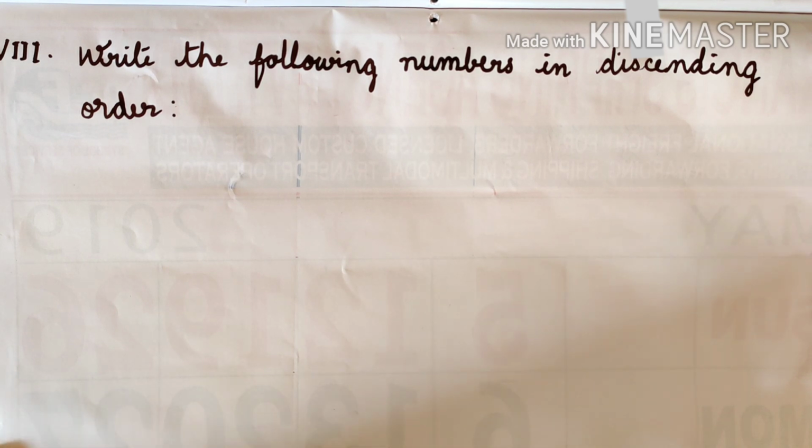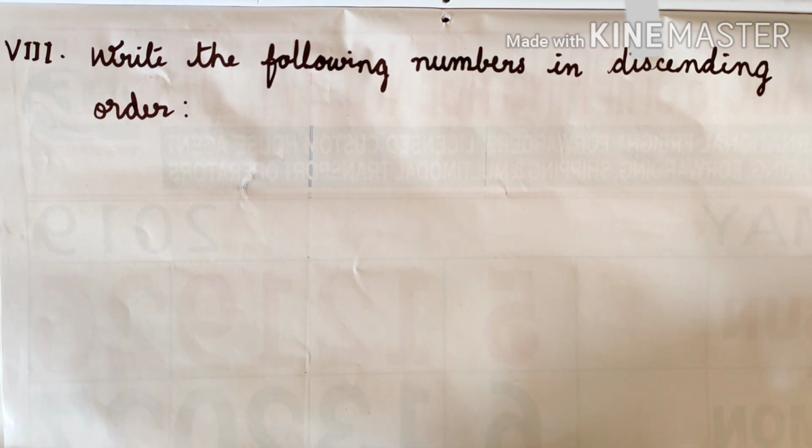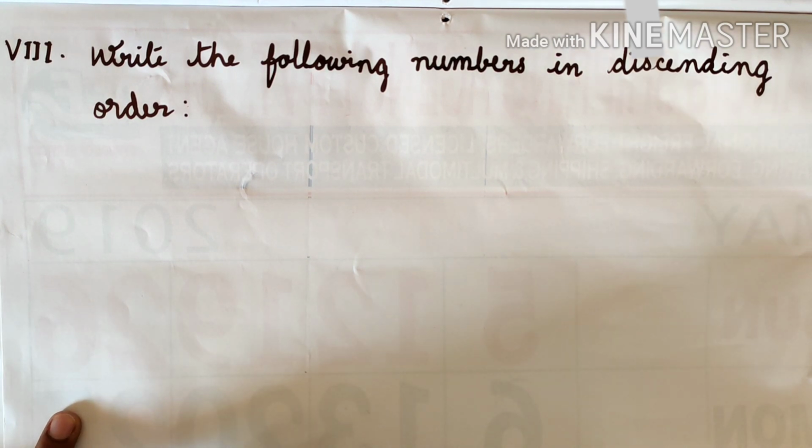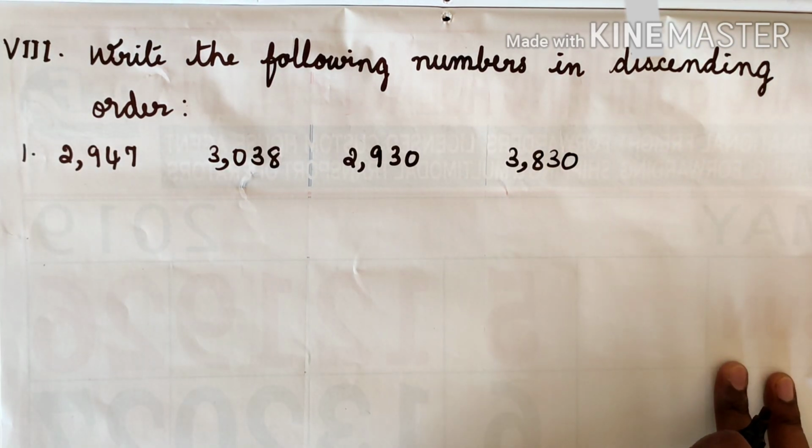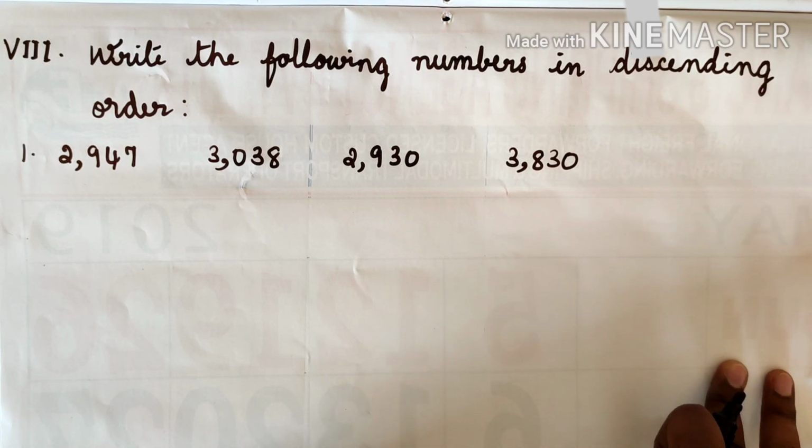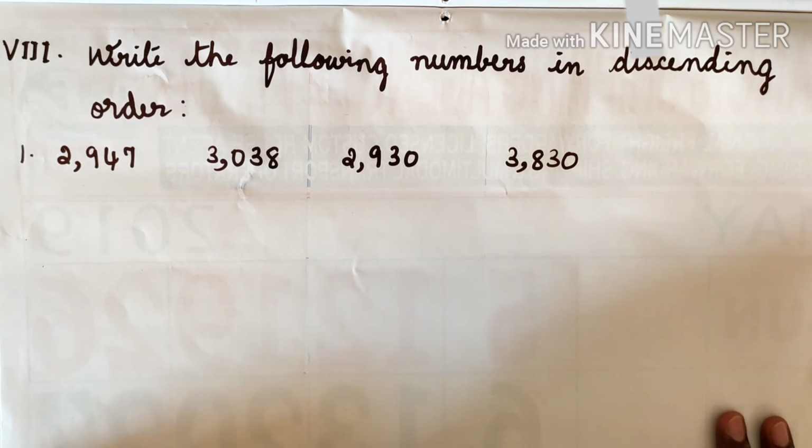Let us now move on to Roman number 8. Write the following numbers in descending order. So what do you mean by descending order? Just now we saw what was ascending order. Now we have to write in descending order. So tell me, what is descending order? Arranging the numbers from the biggest to the smallest.